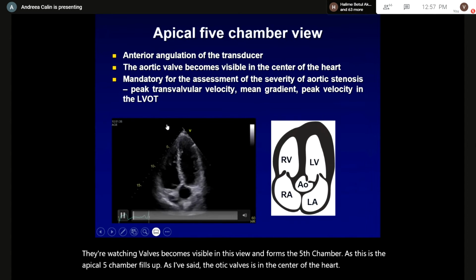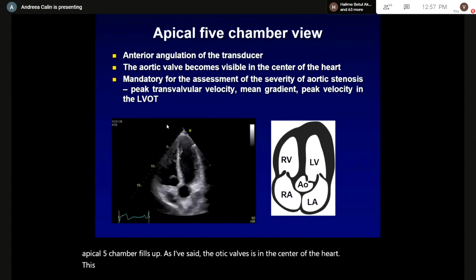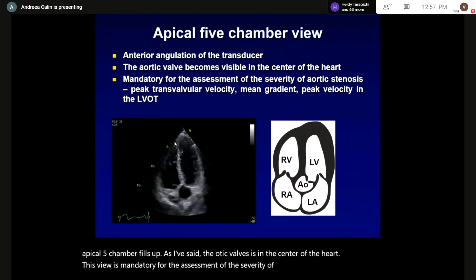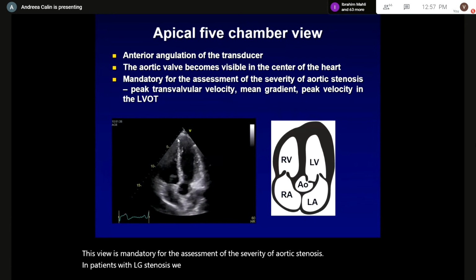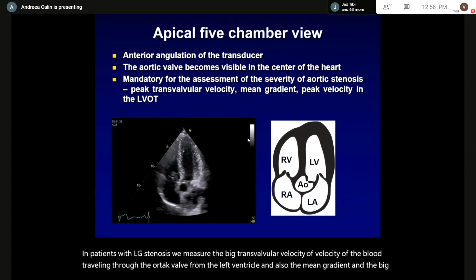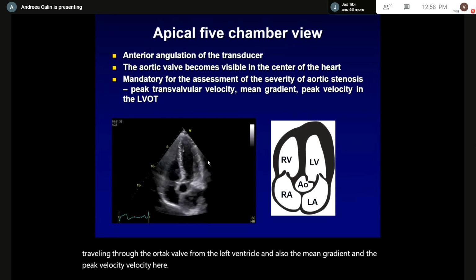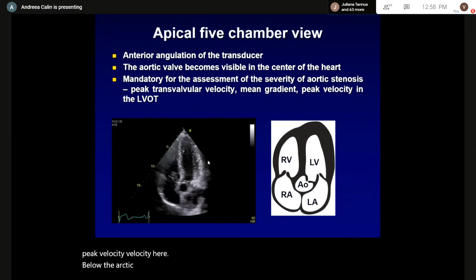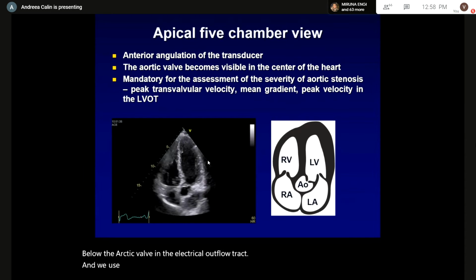This view is mandatory for the assessment of the severity of aortic stenosis. In patients with aortic stenosis, we measure the peak transvalvular velocity, a velocity of the blood traveling through the aortic valve from the left ventricle, and also the mean gradient and the peak velocity here below the aortic valve in the left ventricular outflow tract. And we use all these elements to quantify aortic stenosis severity.